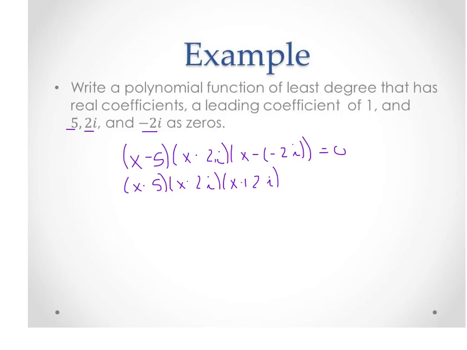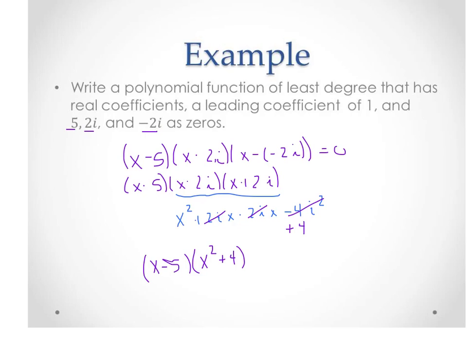And remember, it is easier to multiply the complex ones together first. So if we FOIL, we get x squared plus 2ix minus 2ix minus 4i squared. Okay, your ix's cancel. i squared is negative 1, which turns that last term into a positive 4. So you're going to get x squared plus 4. Take that times x minus 5. We'll figure out what my pen is doing wrong here. I'm not sure.